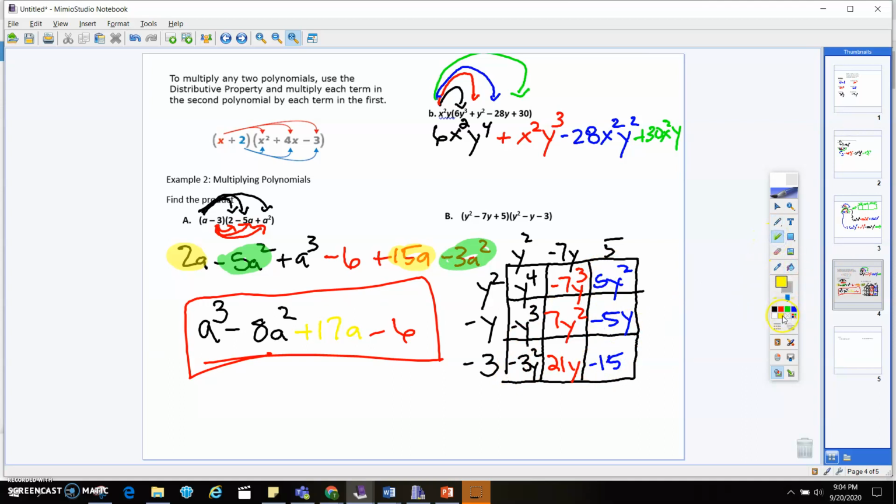So now I'm going to highlight all of the terms that have the exact same variables. So we've got negative y cubed and negative 7y cubed. And then we've got 7y squared, 5y squared, and negative 3y squared. And then we've got 21y and negative 5y. So we're going to combine. So we've got y to the fourth, which is our top thing. And then we've got negative 1y cubed plus negative 7y cubed, which is going to give us negative 8y cubed. And then we've got everything that's in the blue. So we're going to add all of that together. So negative 3 plus 7, which is going to give us positive 4. 4 plus 5 is 9y squared. We got 21y and negative 5y, so that's going to give us 16y. And then we've got this negative 15 just chilling out here.